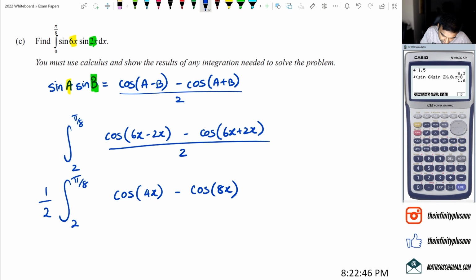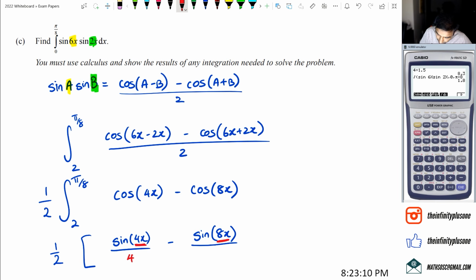So with that in mind, now I've actually got to integrate it. All right, so now I'm going to integrate it and I've got half bracket. Now integration of cos is sine, so I'm going to get sine 4x. But of course, remember, it's got to be divided by the differentiation of whatever's inside the bracket here, which happens to be 4. And then minus, integration of cos is sine, so I've got sine 8x. And of course, I've also got to divide by the differentiation of whatever the bracket is, in this case 8. And all of this is between pi over 8 and 0.